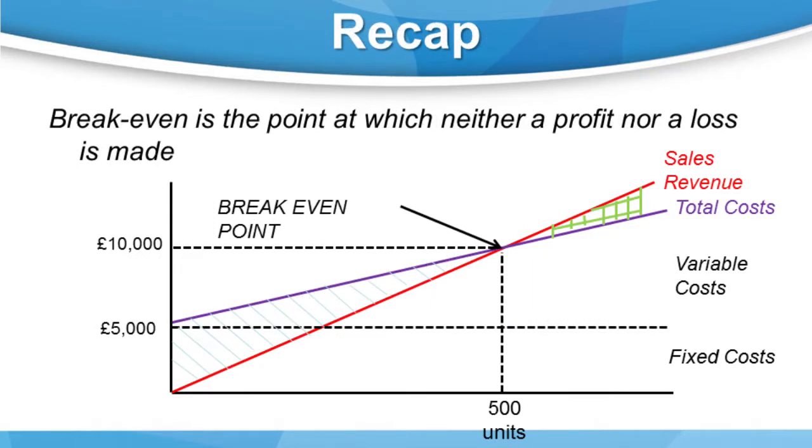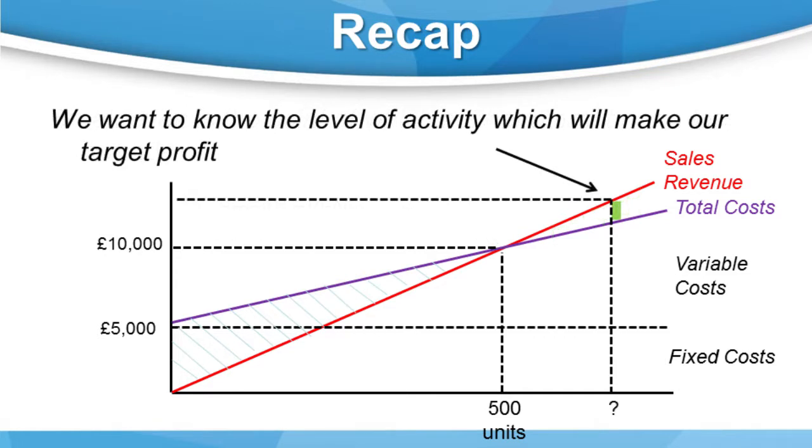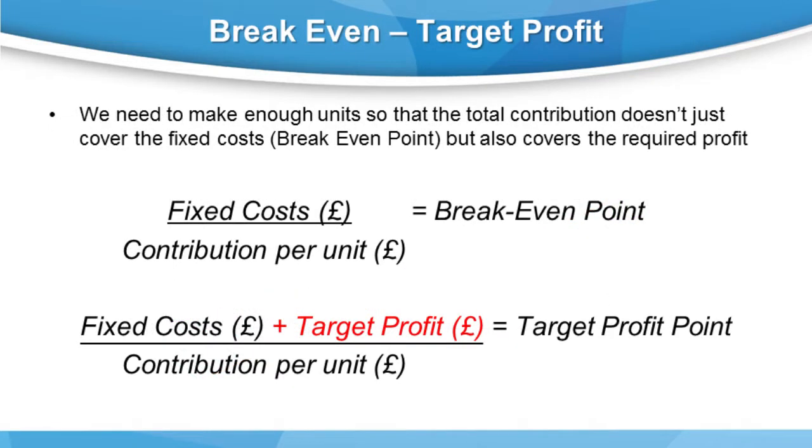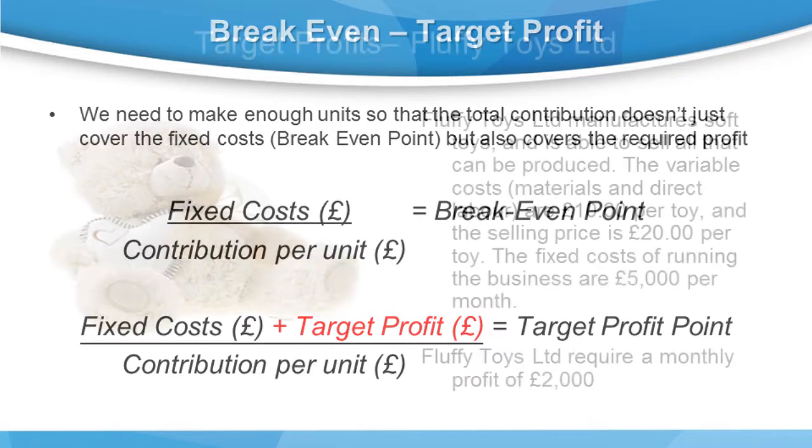Let's recap on the graph from the previous video and see that whereas the break-even point is the required level of sales where the profit is zero, the target profit point, shown here by a question mark, will be further to the right of the graph, as it will clearly require a higher level of sales to be made. And here are the two formulae again, extremely similar for both break-even and target profit.